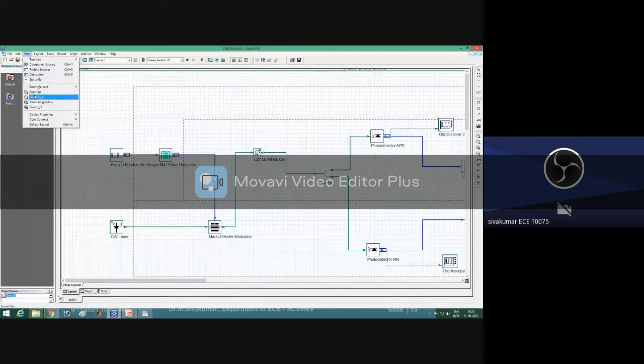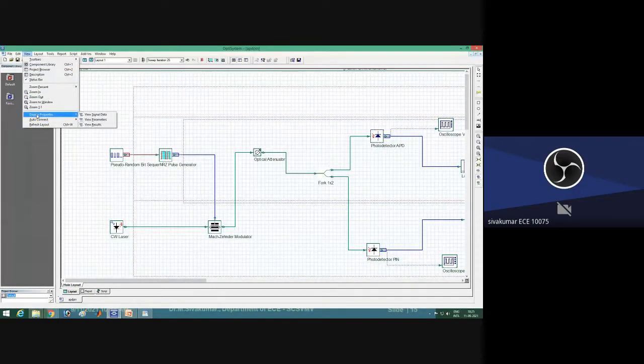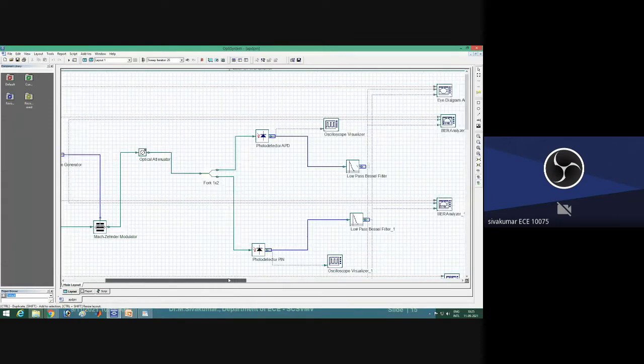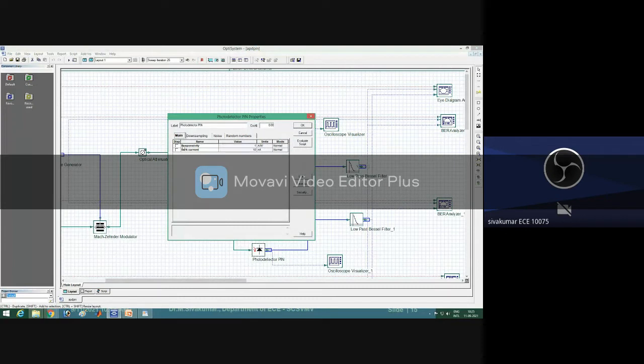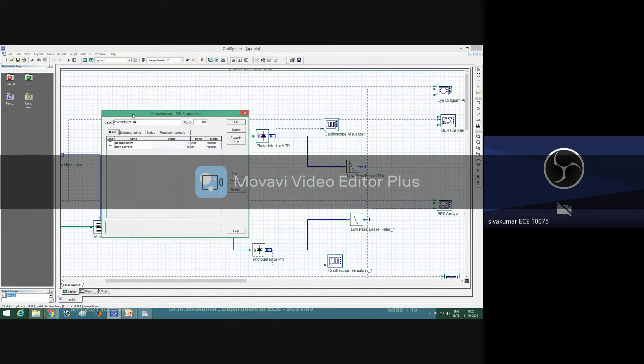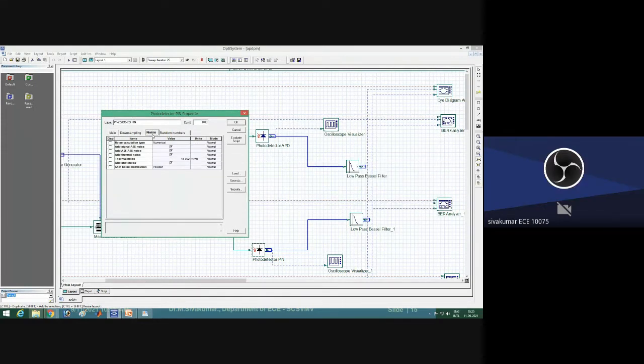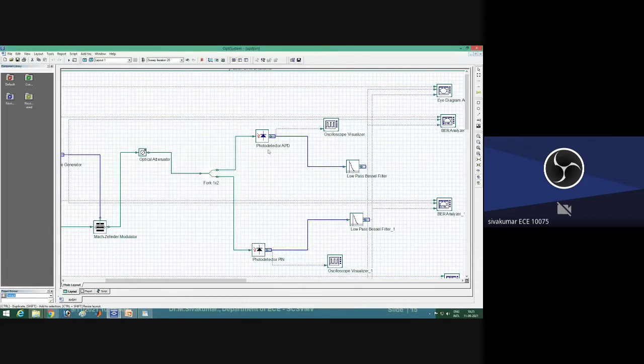If you are using the advanced version and you select display parameters, the result values are displayed here. The same thing for the PIN photodetector, based on the responsivity. These are all the performance parameters of this photodetector. Here are responsivity and dark current. Also there are parameters like random numbers, generate random or generate sequence. There are more tabs available. You can analyze this one.